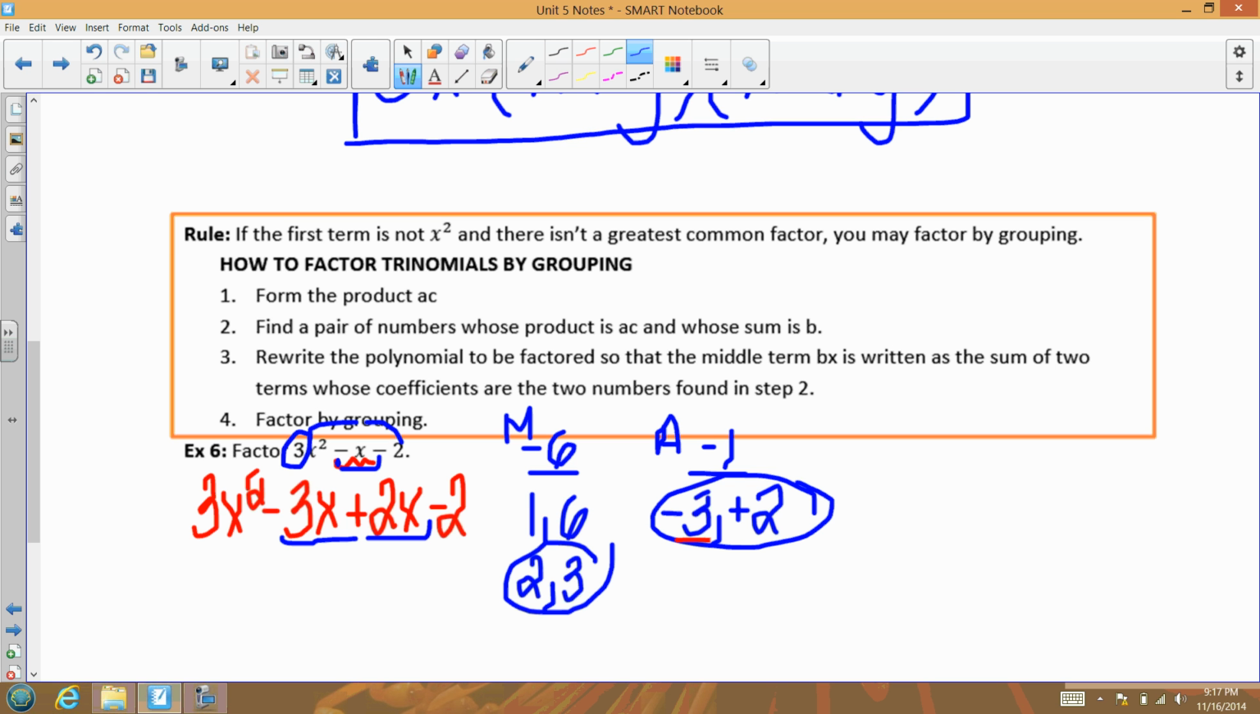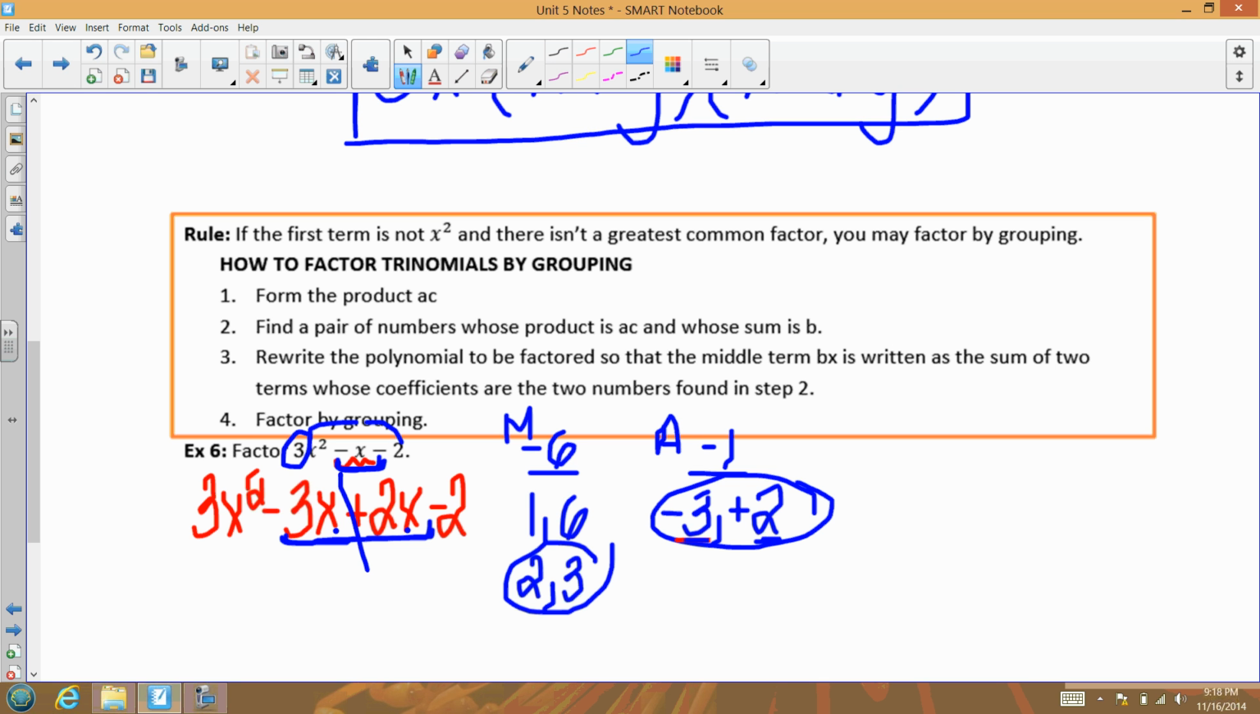So I basically just rewrote this negative 1x as minus 3x plus 2x, which is why I find these two factors, but then when I write them in here, I have to make sure that I put the x's with them because of the fact that there's an x in this original expression. So you find your factors the same way, or you find your numbers the same way. It's just here you got to remember to write those x's.